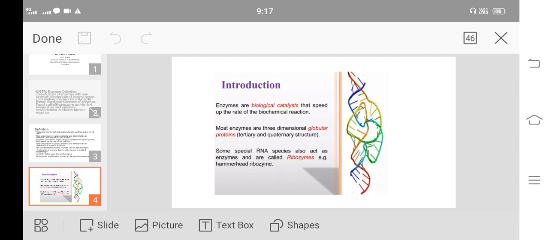Introduction. Enzymes are biocatalysts that speed up the rate of biochemical reactions. Most enzymes are three-dimensional globular proteins, that is, they have a tertiary or quaternary structure. Some special RNA species also act as enzymes and are called ribozymes.